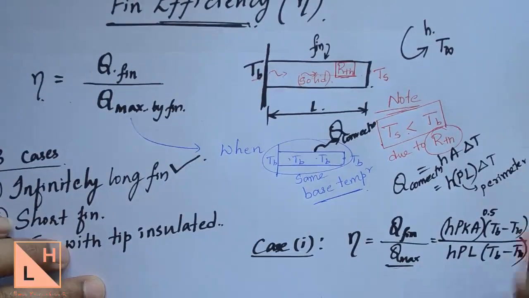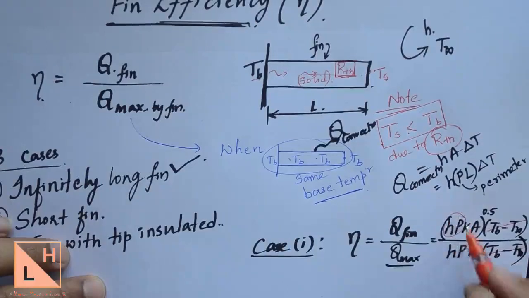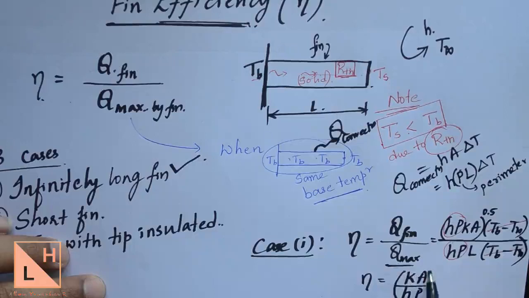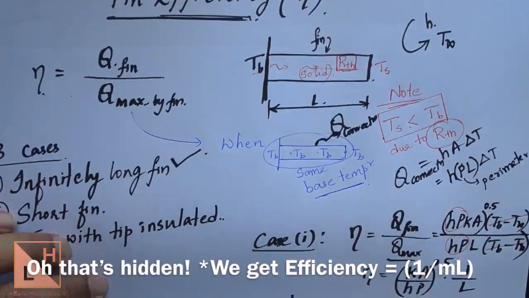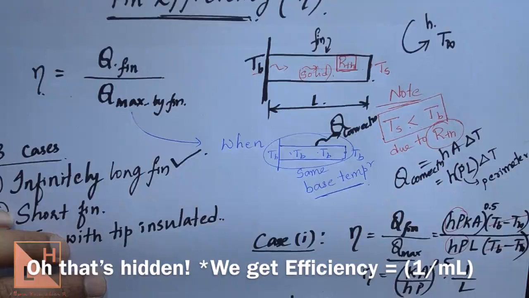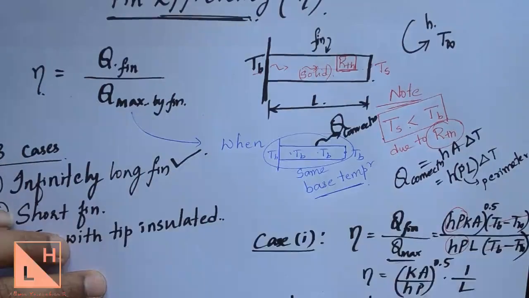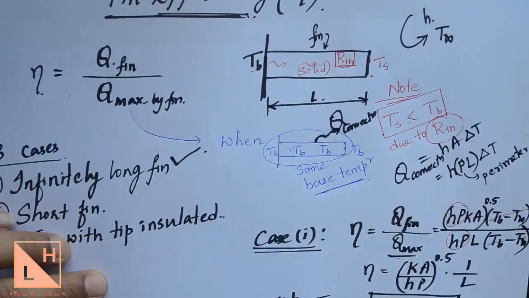The terms that cancelled are the temperature difference, and hP by hP is there, but in the numerator I have (hP) power 0.5. So finally you will get the expression as (kA by hP) power 0.5 into 1 by L. We all know kA by hP is nothing but 1 by m, because m is given by (hP by kA) power 0.5. So we can rewrite this as eta equal to 1 divided by m into L. That will give you the efficiency if you are considering the fin as an infinitely long fin, for case 1.